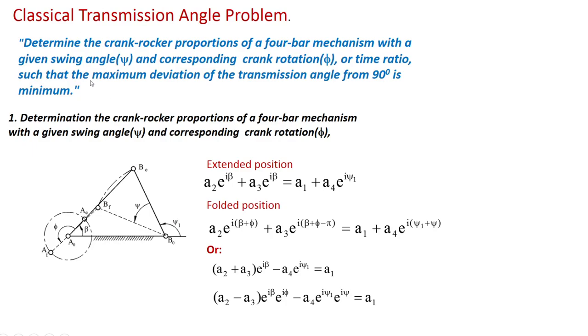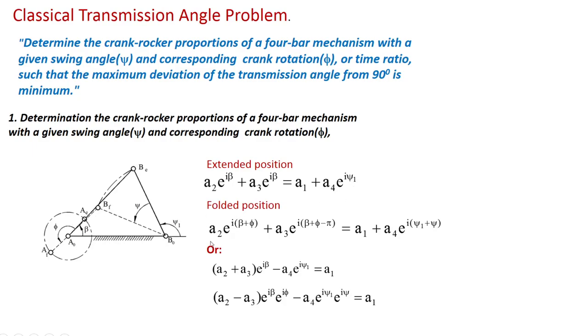I can write the loop equations as follows. A2 e to the I beta, where beta is the initial crank angle, plus A3 e to the I beta, they are in the same direction, is equal to A1 plus A4 e to the I psi 1. Psi 1 is the initial angle of the output link.